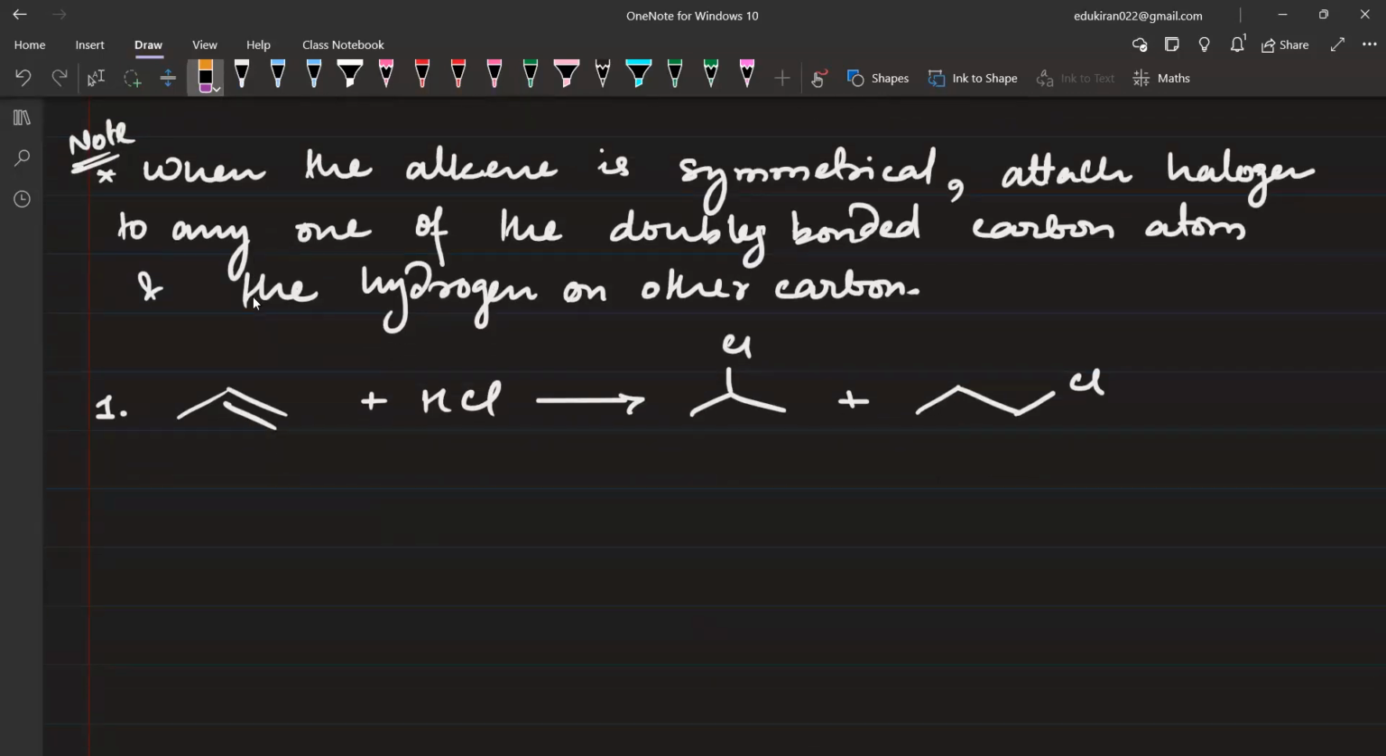ठीक है, to identify the doubly bonded carbon atoms. ये आपका एक doubly bonded carbon atom है और ये दूसरा doubly bonded carbon atom है. Make sense, yes or no, please tell me guys. Can you keep your mic on? I need a yes or no very quickly. Sir. Yes sir. Make sense, okay.